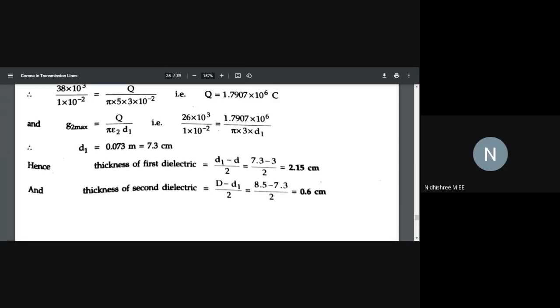7.3 centimeters, sir. Yes. Okay. So it is 7.3 centimeters. Correct. So you have to keep it in meter or in centimeter. Fine. So now, how do you find out the thickness of the first and second dielectric? How are you going to find out the thickness? See, you have two diameters. So if you have two diameters, how are you going to find out the thickness?